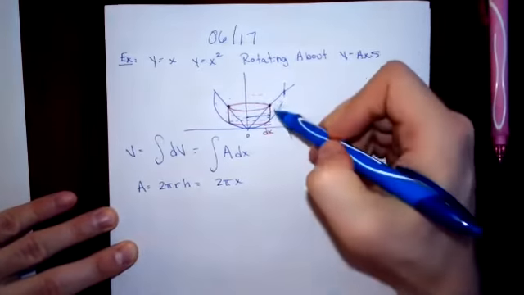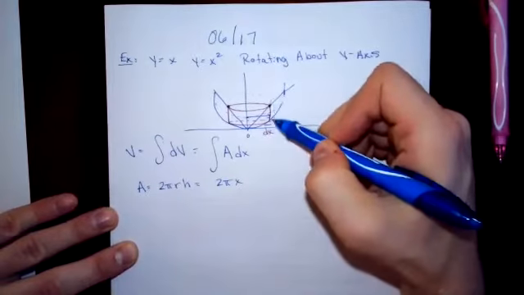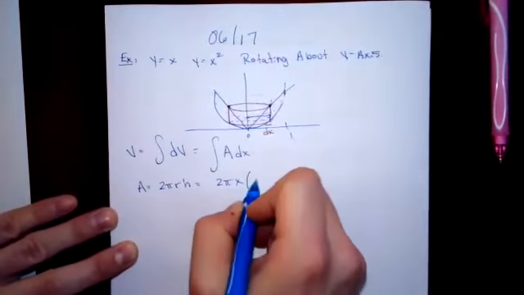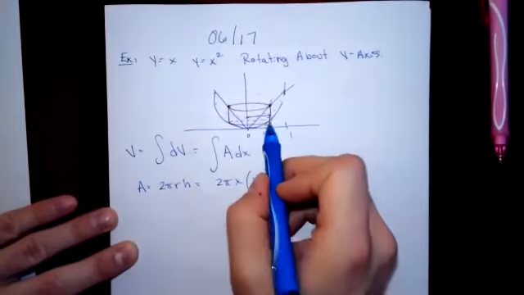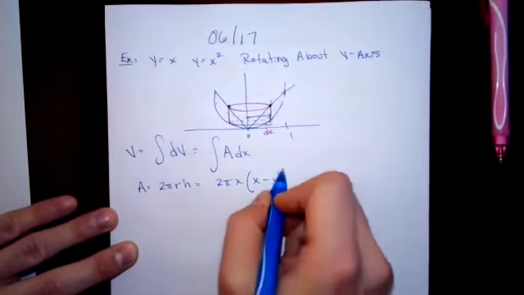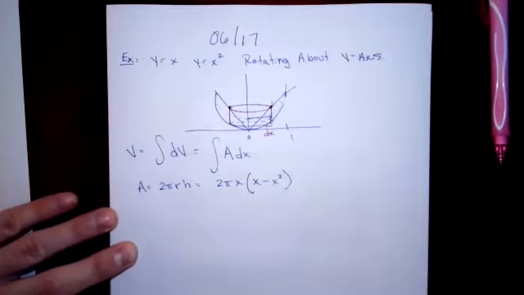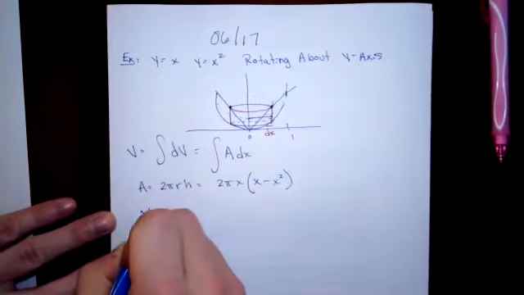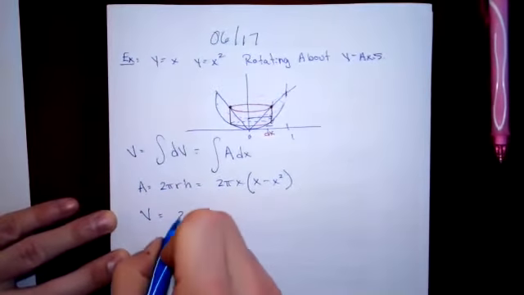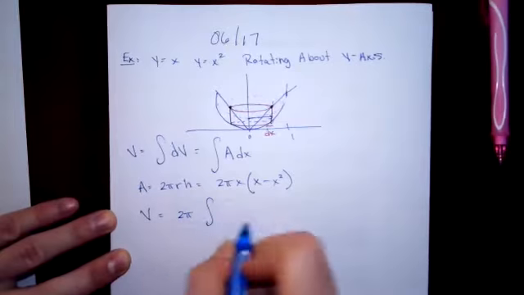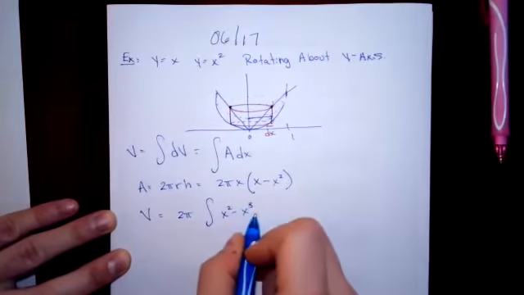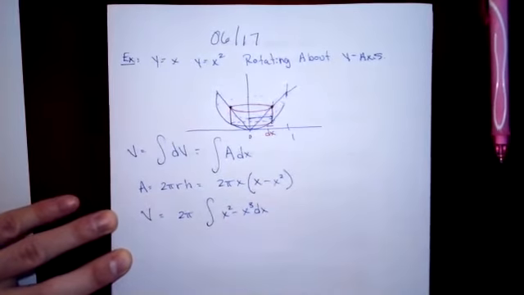And the height now is determined by the distance between the two functions. So my top function is x. The bottom function is x squared. The distance between the two, of course, is then just x minus x squared. And I'm plugging that in. Our volume, I'm going to pull out the 2 pi and then distribute the x. So x squared minus x cubed dx.